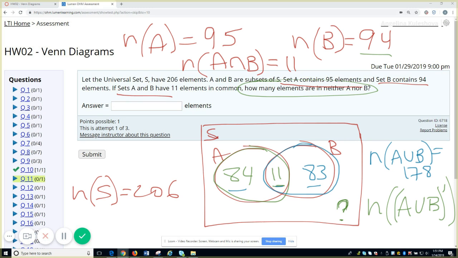From this point, we need to go back to the idea that in the universal set there's 206 in total. So if I take away 178 from 206, that should give me my answer. So there's 28 elements that are neither in A nor B. They're just outside of A and B.